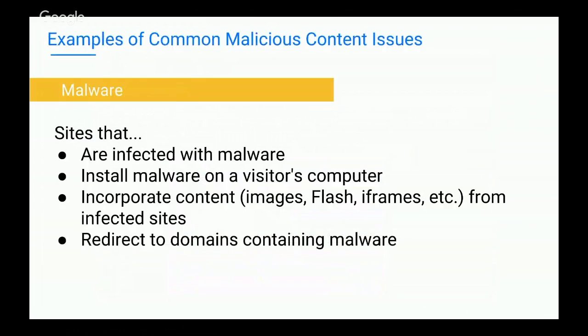Yeah. So if you go down for malware or malicious content, it means your site is infected with malware, potentially installing it on a visitor's computer. Usually malware comes from third-party content, whether this is a file, a video, or a plugin that you use that has brought it into your site.